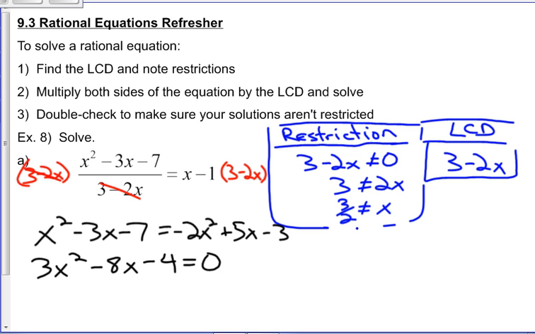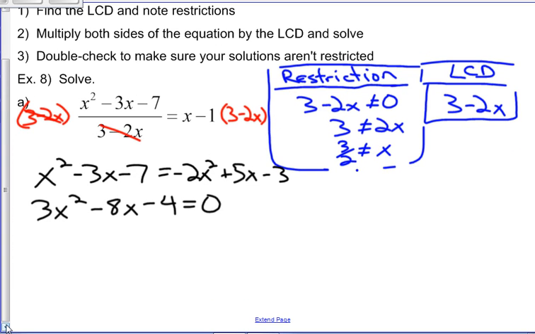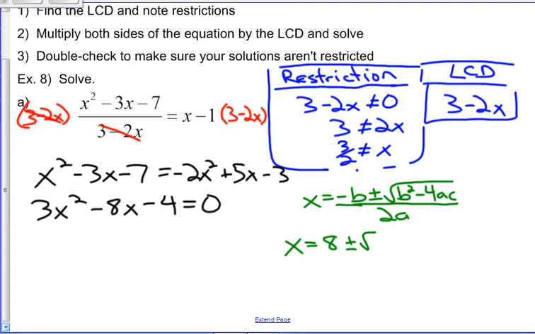You might try for a minute to factor that. It's not going to factor for us. So when a quadratic does not factor, our option is the quadratic formula. Negative b plus or minus the square root of b squared minus 4ac all over 2a. So let's throw them in. Negative negative 8 is 8. Negative 8 squared is 64. Minus 4 times 3 times negative 4 gives us a positive 48. And 2 times 3 is 6.